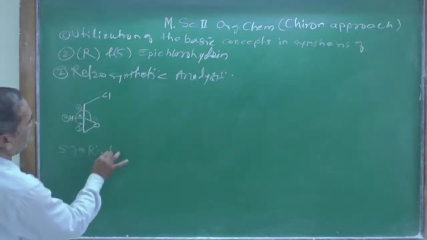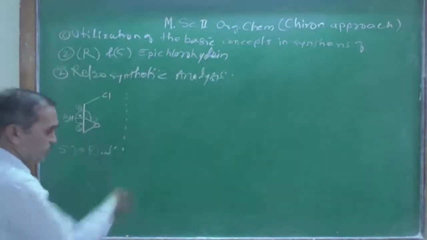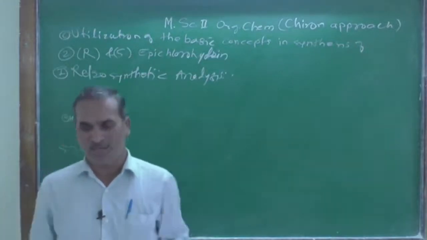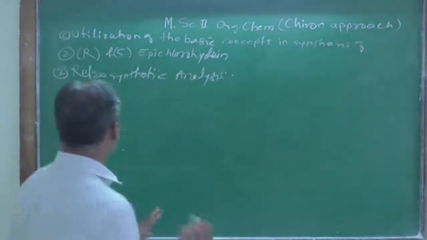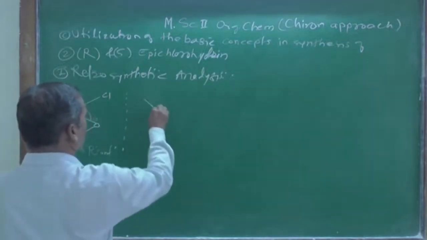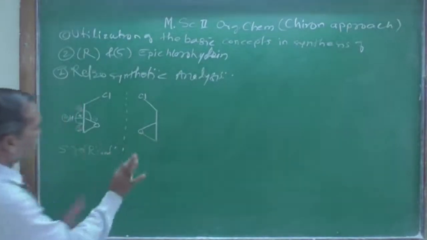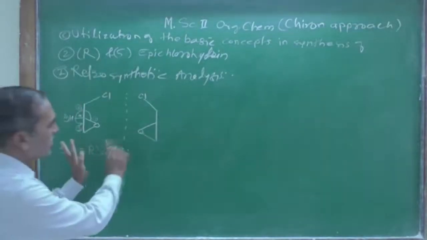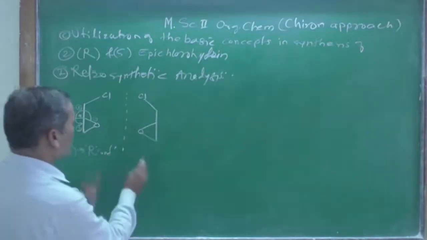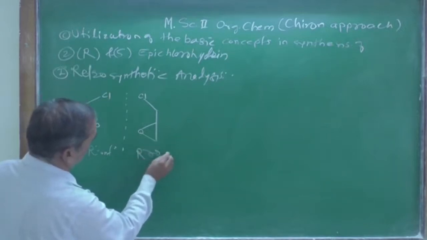This is an R configuration, and if you put a mirror here, as we know, in the mirror we can see the object. Now this molecule has the chlorine atom here and the epoxide on this side, right? That's so simple. These are mirror images, and the R changes to S in this case.